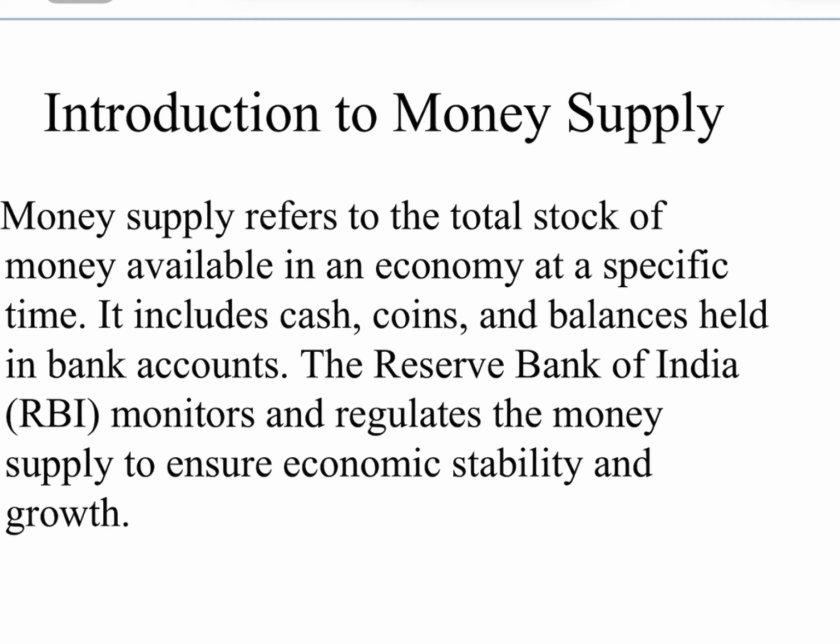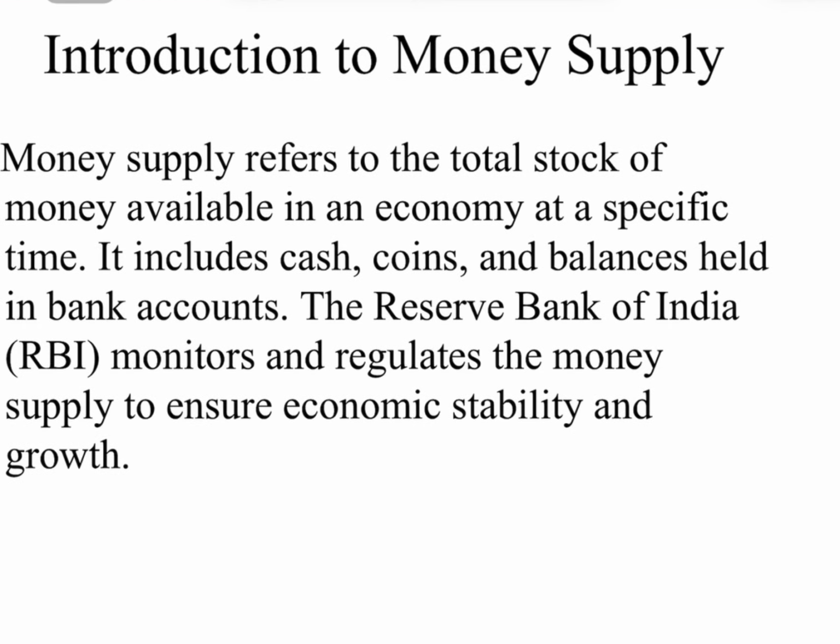So the definition is: money supply refers to the total stock, that is, it includes the cash, coins, and balances held in bank accounts. So, money supply refers to the total stock of money available in an economy at a specific time, at a specific time, money available with the public. This is what we have to remember. And RBI is the one which monitors and regulates the money supply to ensure economic stability and growth.